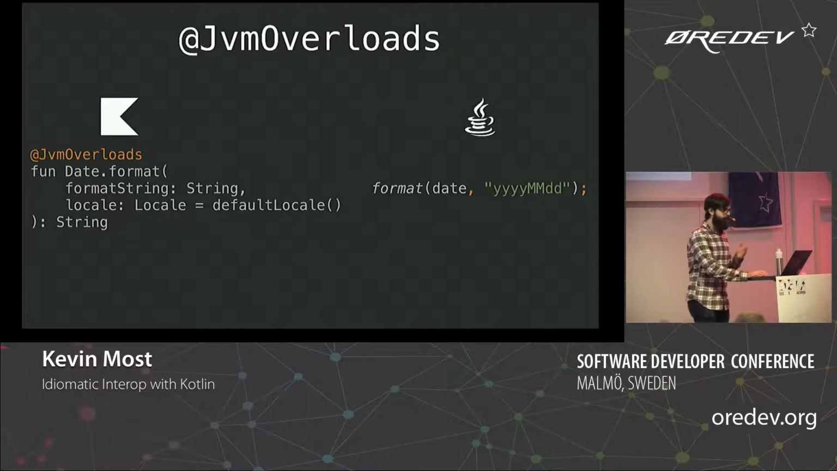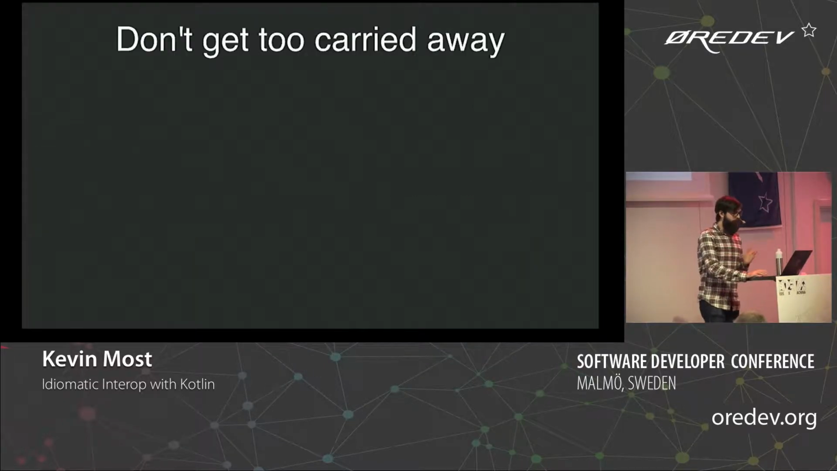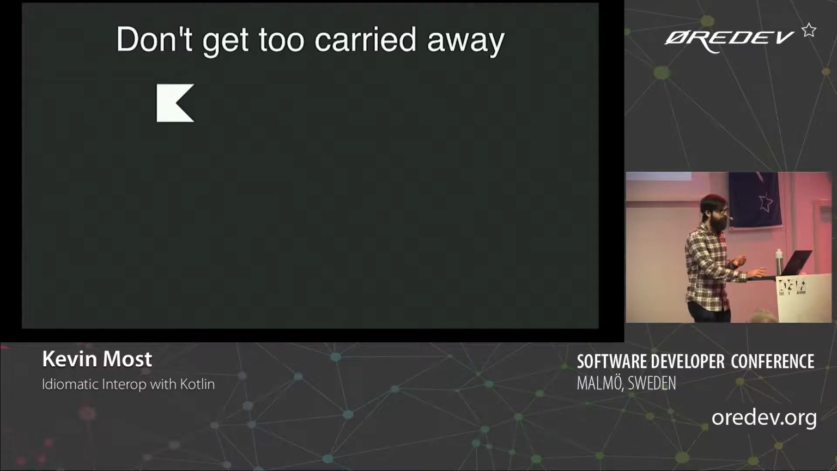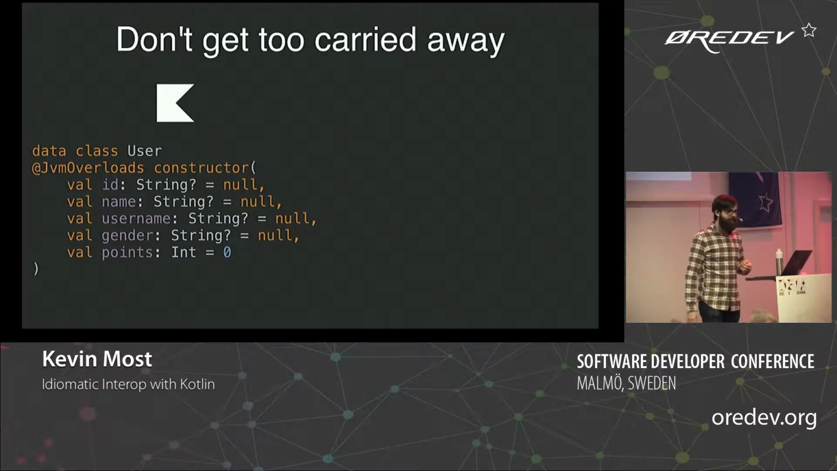But this isn't a silver bullet. You shouldn't get carried away with this. We all love Kotlin for data classes. Let's say you have a data class with five optional parameters. And everyone who's already seen this is laughing and knows exactly what's going to happen next. Let's say they're all optional, so you make them all nullable.